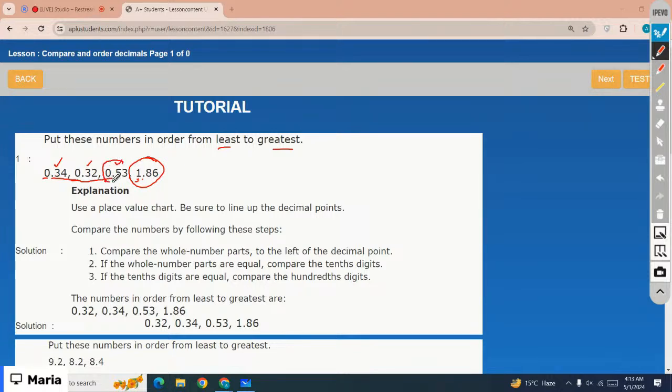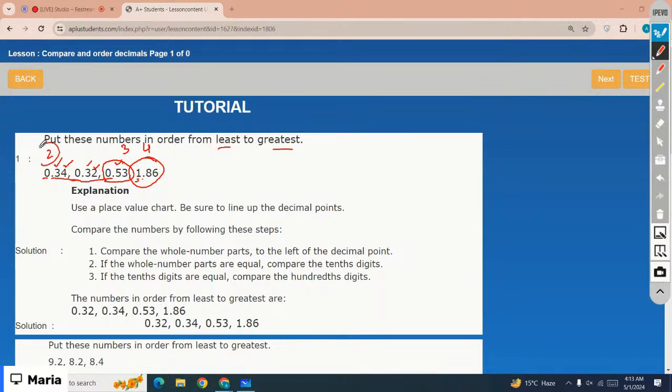So 0.53 is now greatest in all three, right? That is the fourth one, then the third one. Now they have the 10th digit exactly equal. You have to compare the 100th digit now. Here you have the 100th digit is 4 and here you have 2. So 4 is greater than 2.